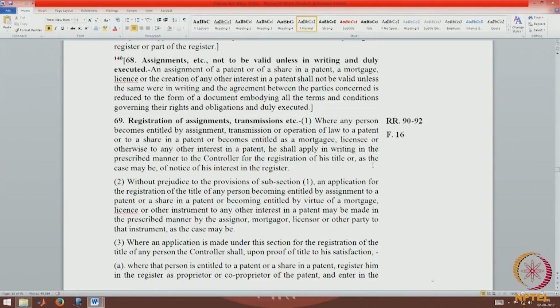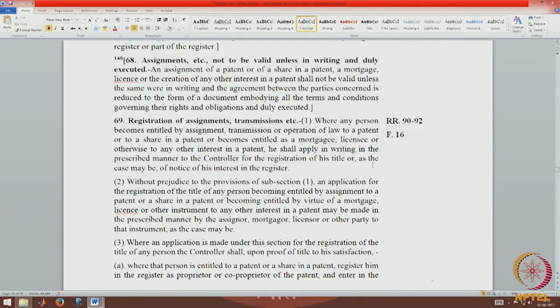69. Registration of assignments, transmissions, etc. Now, there is a provision where assignments have to be registered under the law. 69(1) tells us that where any person becomes entitled by assignment, transmission or operation of law to a patent or to a share of a patent. Now, let us look at these three things.